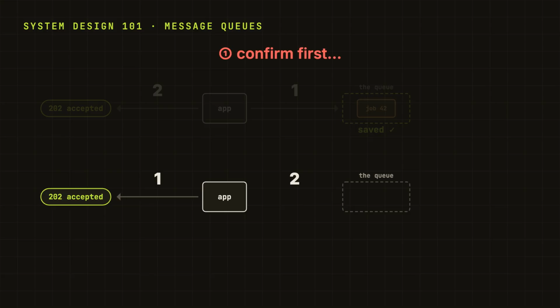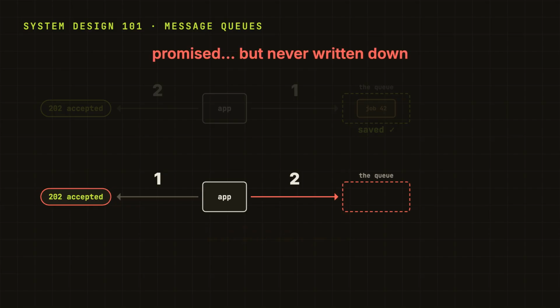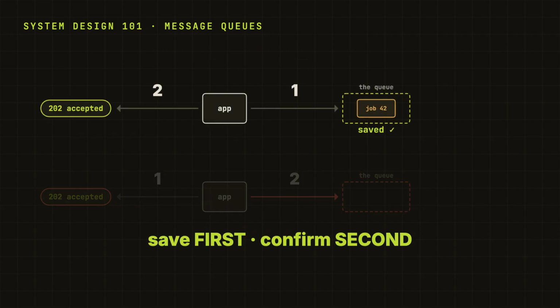Because if you say you have got it and then try to save the job and your server hiccups in the split second you are in between, that job is just gone. You promised the user something you never actually wrote down. So save it first, confirm second. It is the same idea from the retries video, right? Do the durable thing first.